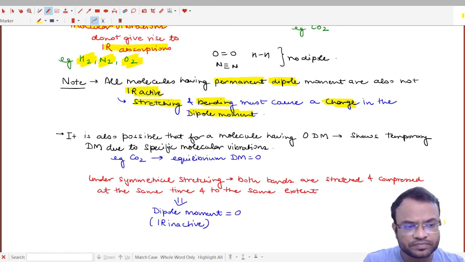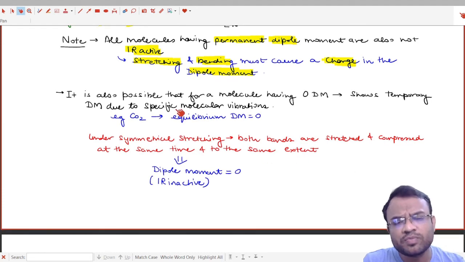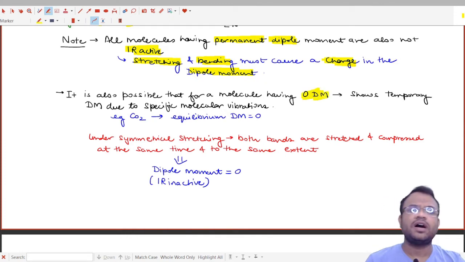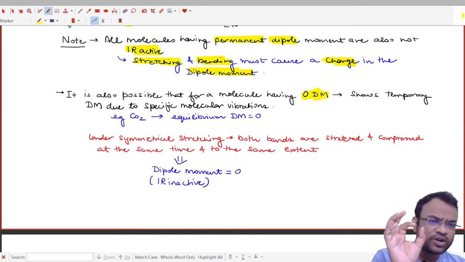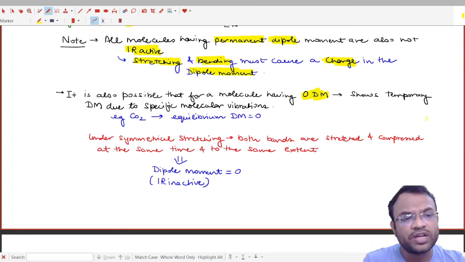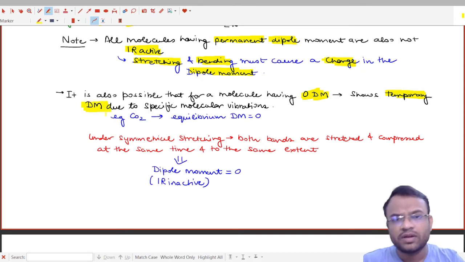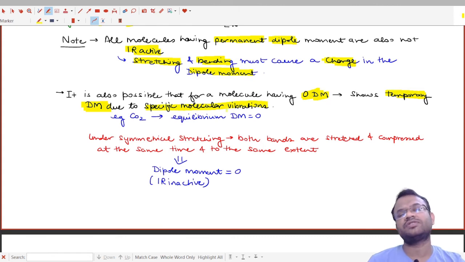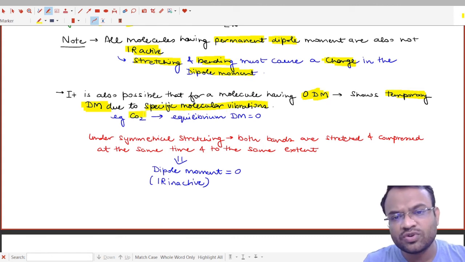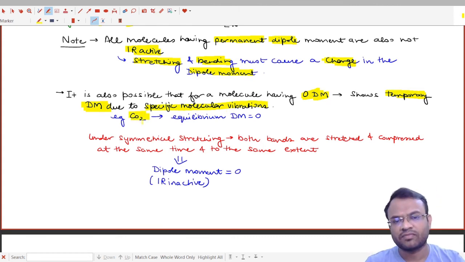Next, it is also possible for a molecule having zero dipole moment. This is also very important: a molecule that has zero dipole moment can also show a temporary dipole moment due to specific molecular vibrations. Now let us take the example of CO2, carbon dioxide.